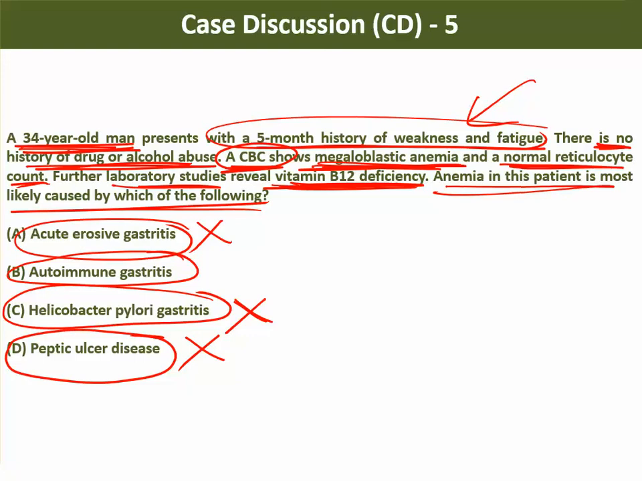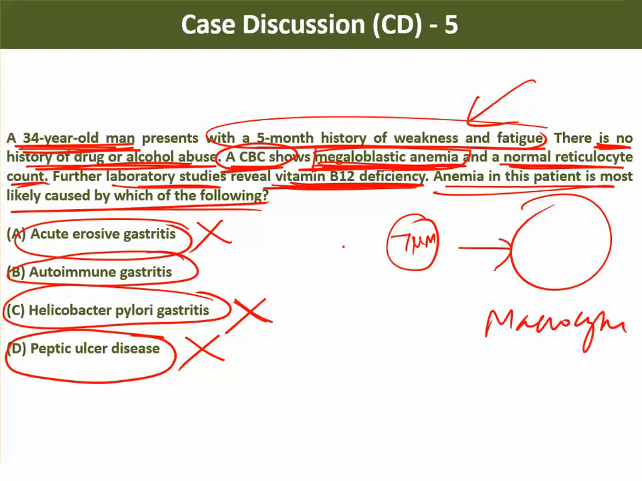What's the difference between megaloblastic anemia and pernicious anemia? See, megaloblastic anemia is a morphological diagnosis. For example, normal RBC is 7 microns in size. If the RBC becomes more than 7, it is called macrocytic. If it becomes small, it is called microcytic. So macrocytic anemias are otherwise called megaloblastic anemias.